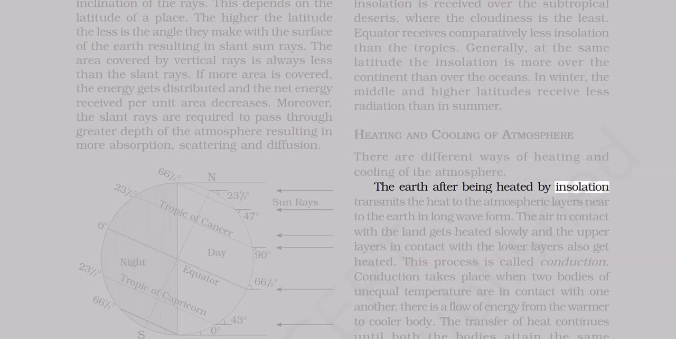The Earth, after being heated by insolation, transmits the heat to the atmospheric layers near to the Earth in long wave form. The air in contact with the land gets heated slowly, and the upper layers in contact with the lower layers also get heated. This process is called conduction.